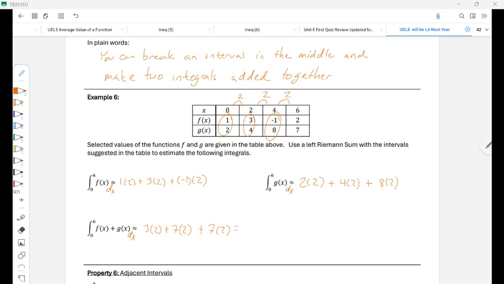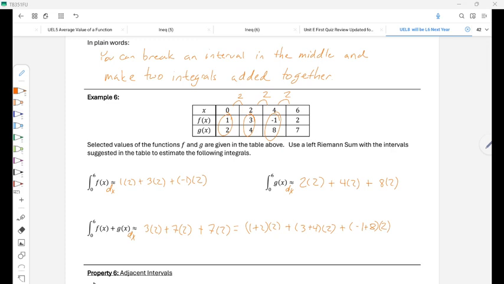But where did those come from? The 3 came from 1 plus 2, times 2. And the 7 came from 3 plus 4, times 2. And the other 7 came from negative 1 plus 8, times 2.